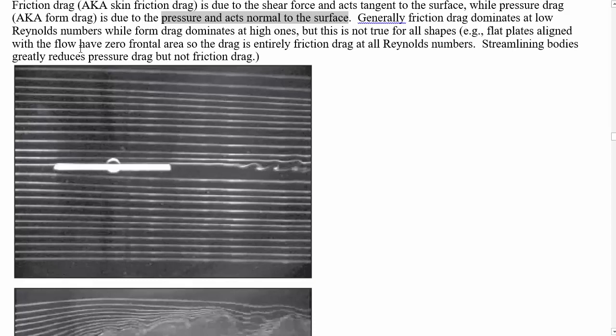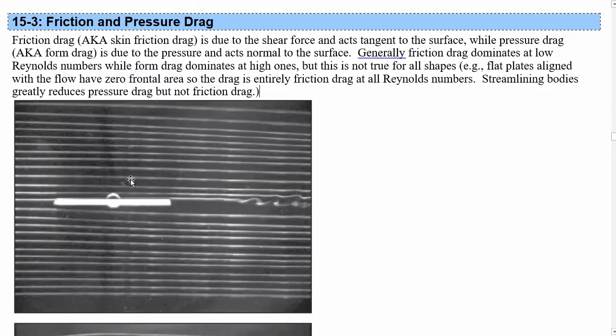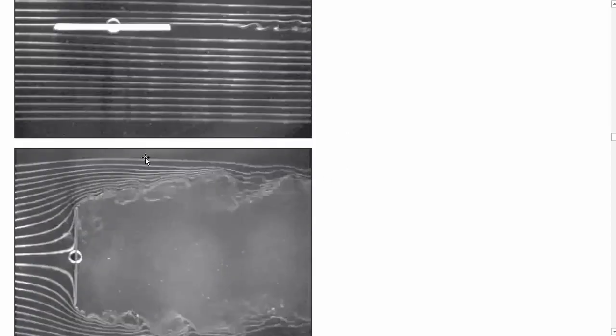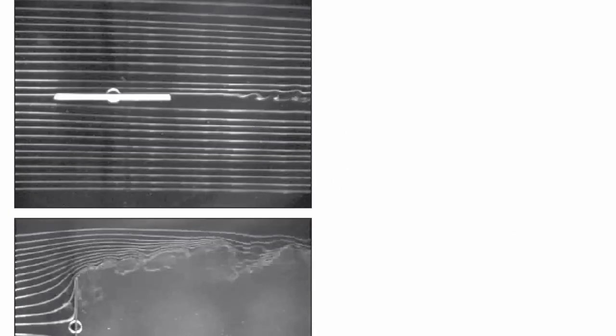Flat plates aligned with the flow, like this one, have no frontal area, so the drag is entirely friction drag at all Reynolds numbers. Streamlining bodies greatly reduces the pressure drag, but not the friction drag. So depending on what Reynolds number you're at, streamlining may not make much of a difference.